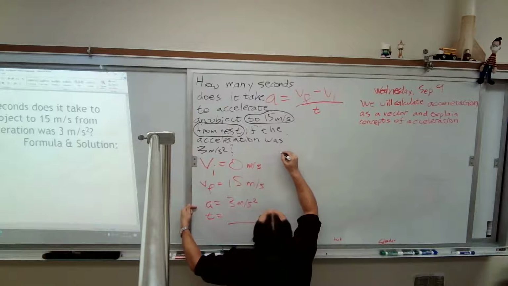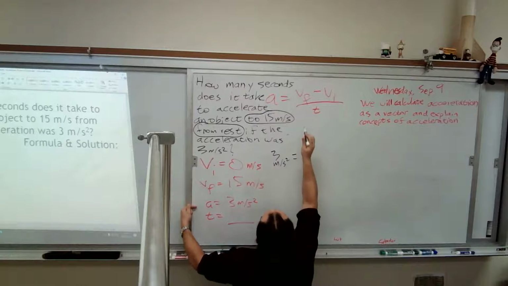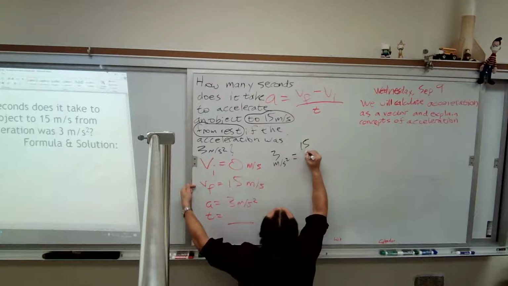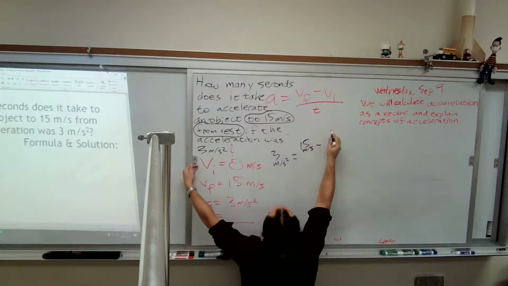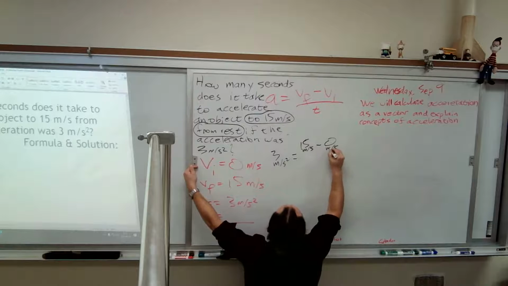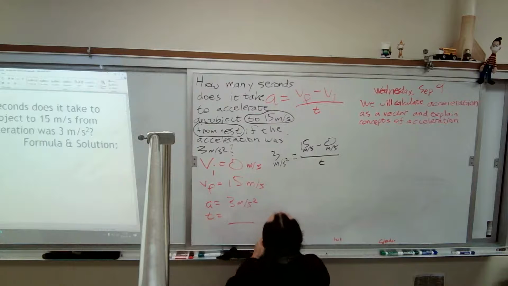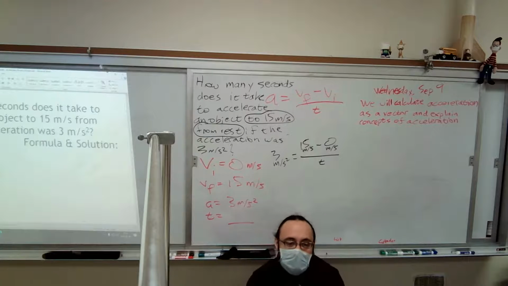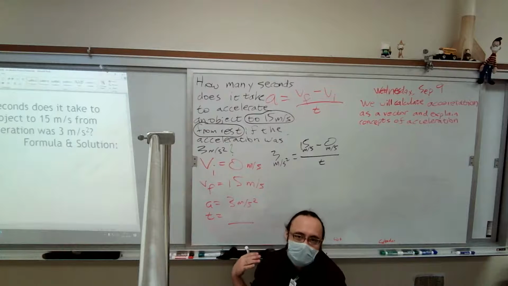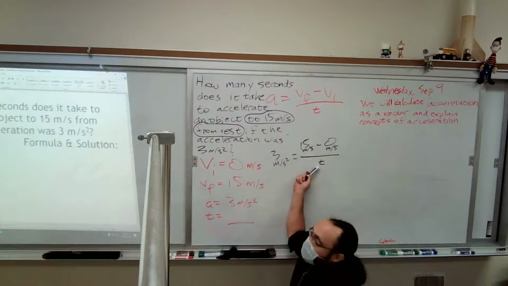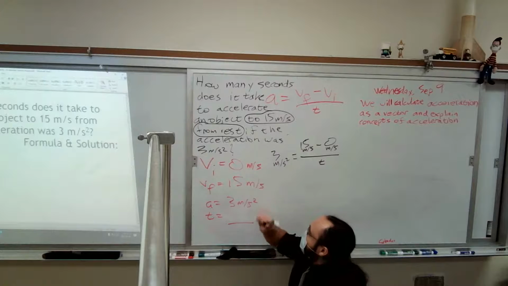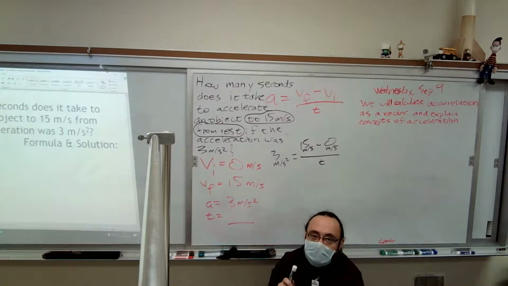So acceleration is 3 meters per second squared. Final velocity is 15. Initial velocity was 0. And time was, we don't know. Okay, this is the tricky one. Whenever you have anything in the denominator that you're trying to solve for, you need to get it out of there. It makes it really difficult to solve if you try to leave it there and start doing stuff to try to solve it. First step is to get it out of there.